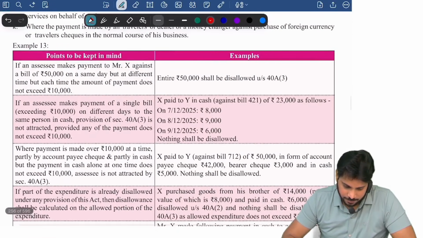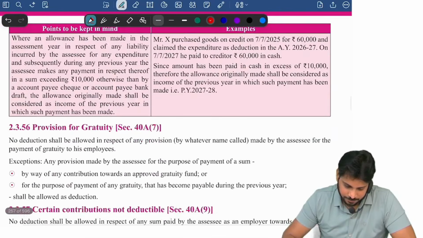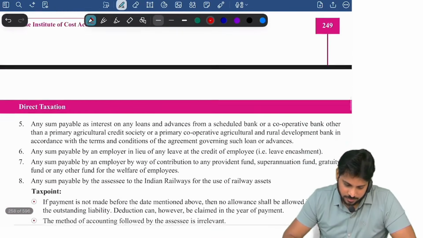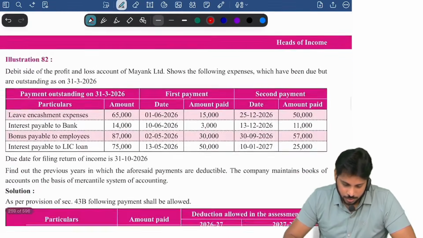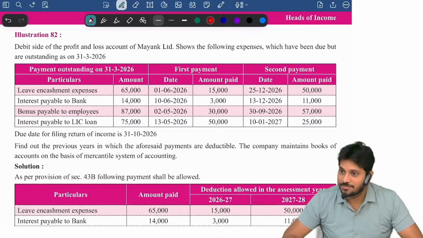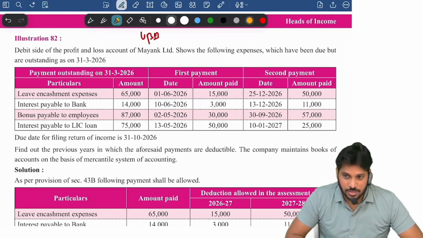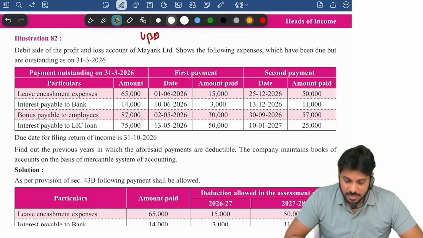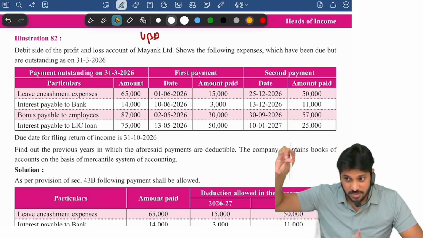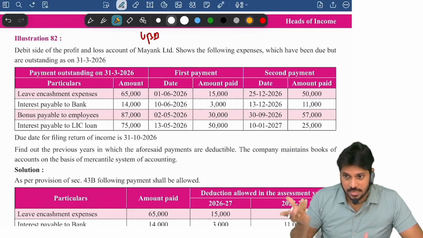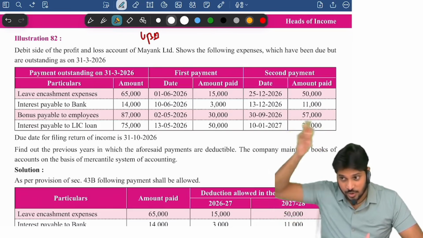43B. That's okay. Provision for gratuity. All this is fine. No problem. 82. This is a 43B problem. Now what is 43B? If any expenditure is coming under 43B, that expenditure must be paid within the due date for filing IT return. If that amount is not paid within the due date for filing IT return, this year it is disallowed. Whenever it is actually paid, in that year again you can claim deduction. Correct?